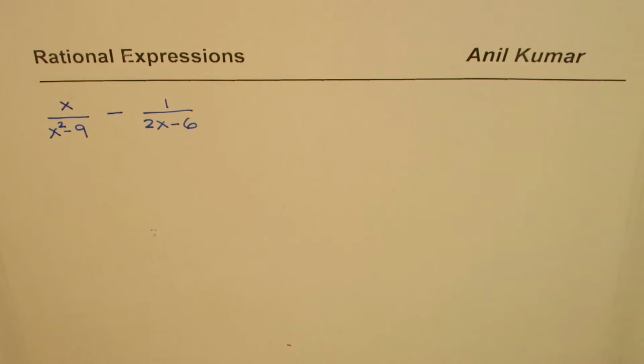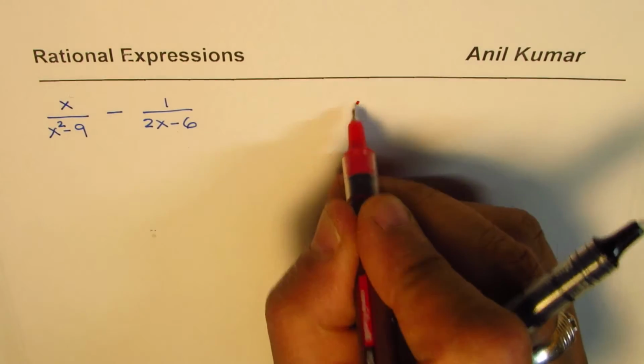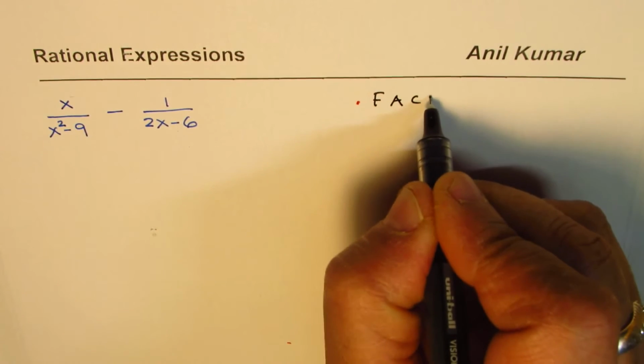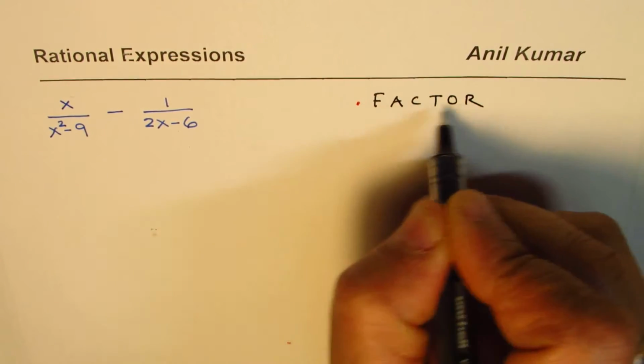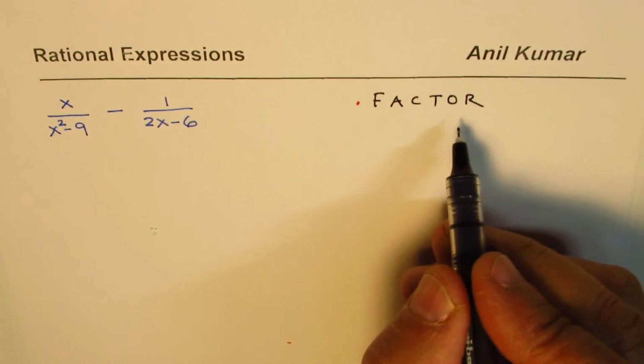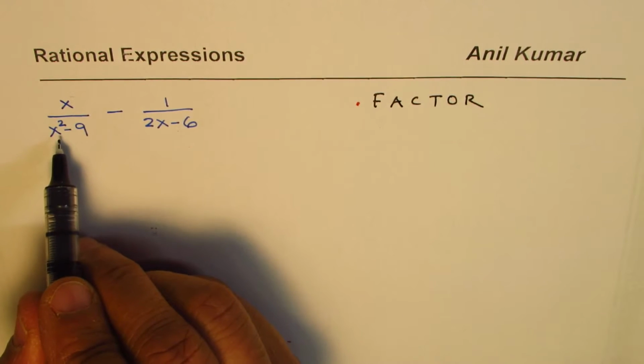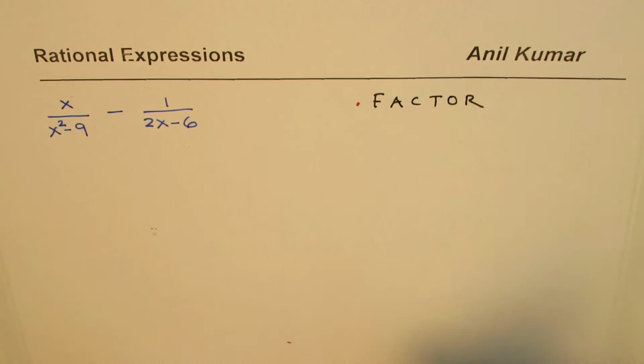First step will always be to factor. So that is the first step. You need to factor, okay? In case you need some help, you should practice. You can check my videos on factoring. That should help. Now, the denominator is x squared minus 9.